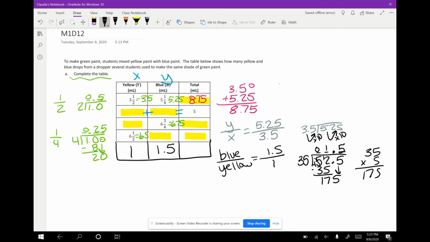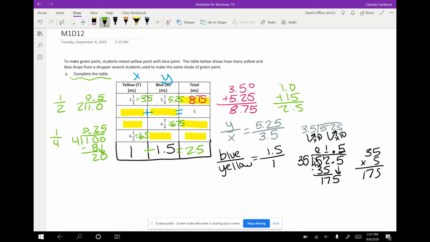Alrighty, so if I added 1 and 1.5 together, would I get a total of 5? Well, actually, no. 1 whole plus 1.5 wholes gives me 2.5. So that's close to 5, but it's not exact. In fact, it's actually halfway there. So what would happen if I doubled it?